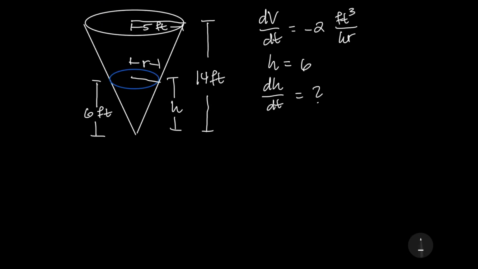So here's another very common related rates problem that you might see in your calculus class. So here we have an inverted conical funnel. Let's call it a funnel. And it's filled with water, but there's a hole at the bottom. So this water is draining out of this cup. And so we're given some information about the cup. The cup is in the shape of a cone. So the base radius is 5 feet, and the total height of the cone is 14 feet. And we know that the water is draining out at a rate of 2 feet cubed an hour.